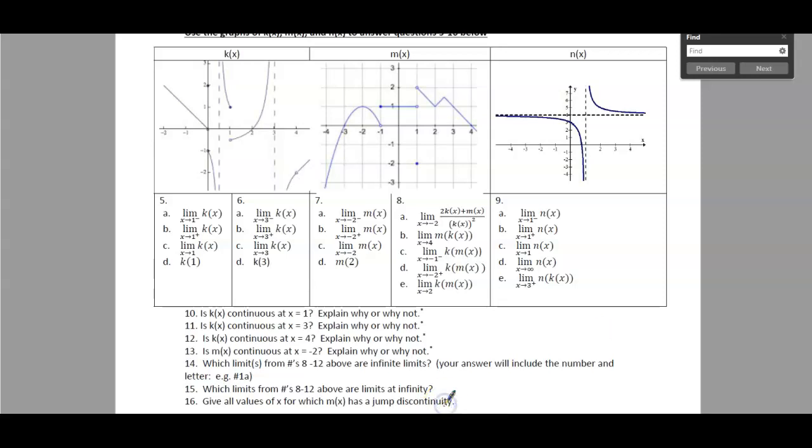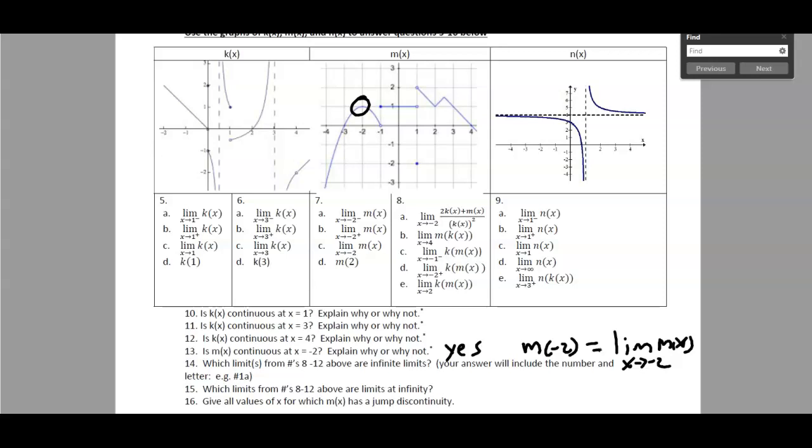Next question. Is m of x continuous at x equals -2? And we figured that out earlier. The answer was yes, but we have to explain why now, right? And the reason is because m of -2 exists, and the limit of m of x as x approaches -2 exists, and they're the same. And so this is our explanation for that.